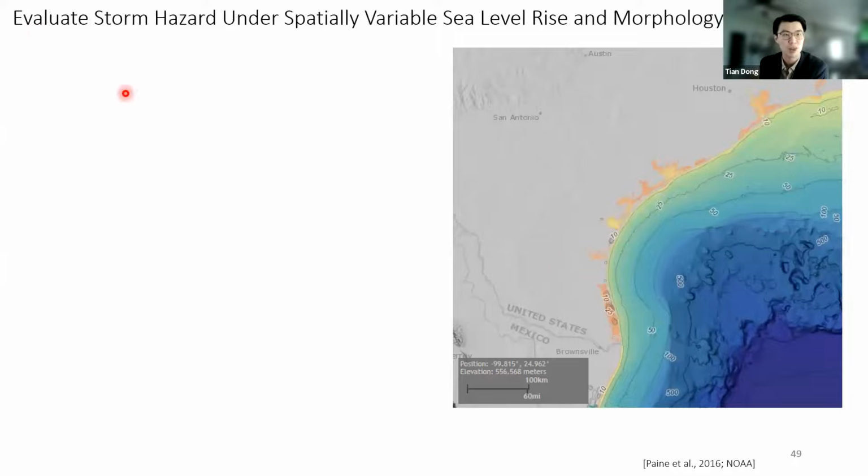And then the final project I'm interested in is looking at how storm hazard varies spatially along the Gulf Coast. This is because the Gulf Coast has very spatially variable sea level rise rate and morphology. In this NOAA bathymetry map of the Gulf, the northern Gulf is quite shallow.